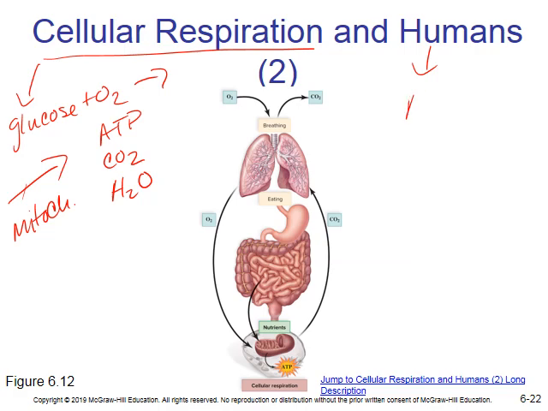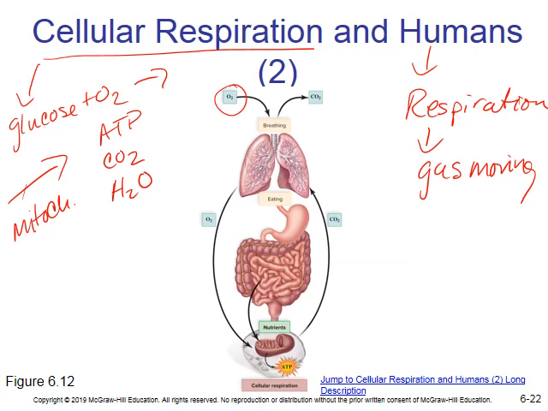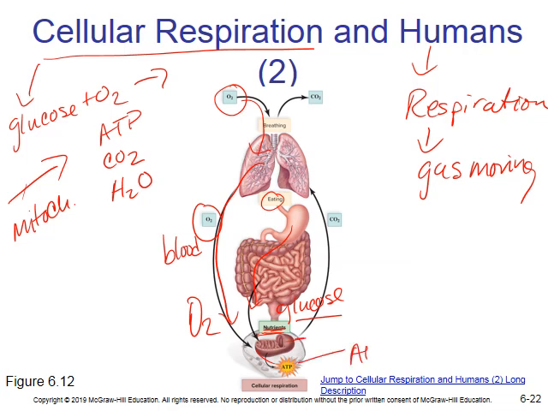All right, in humans, we have respiration. In respiration, we're talking about gas moving. So let's just follow the gases. Here's oxygen. You breathe the oxygen in. The oxygen gets put into your bloodstream, and that becomes one of the nutrients that goes in to generate ATP. You also eat, and you're going to have glucose put into your bloodstream. So now we have oxygen in our bloodstream and glucose. Those are the nutrients that go into the mitochondria, and out comes ATP so that our cells can do work.